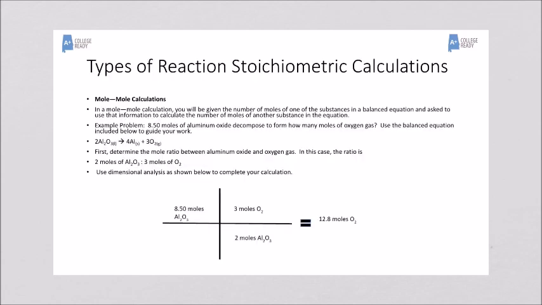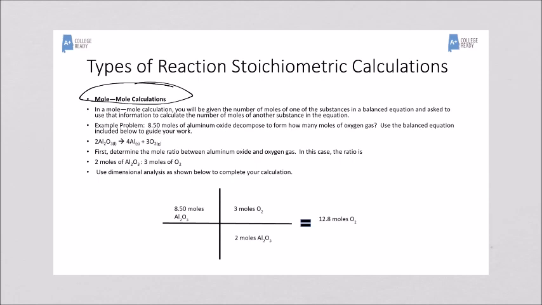Now we're going to look at what are called reaction stoichiometric calculations, or reaction stoichiometry problems. These will allow us to convert from amounts of one substance to amounts of another substance in the same equation. We're going to start with what are called mole-mole calculations. Here we'll be given moles of one thing and asked to convert to moles of something else. So in this problem, we've got 8.5 moles of aluminum oxide, and we want to know how many moles of oxygen gas will be produced.